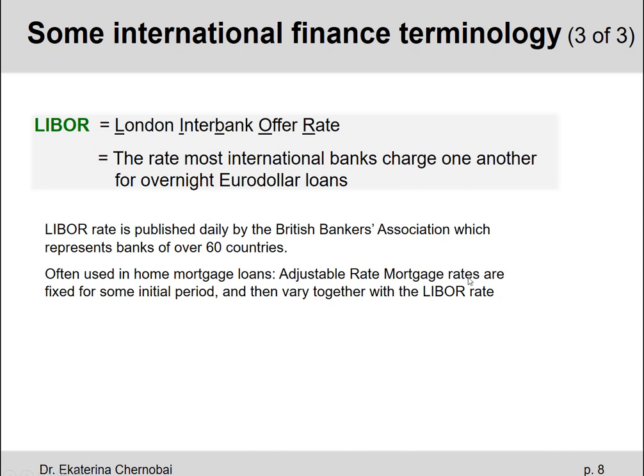With adjustable rate loans, the rates are fixed for some initial period, so let's say 3 to 5 years, and then it starts changing once a year, together with the Libor rate, kind of following the Libor rate.